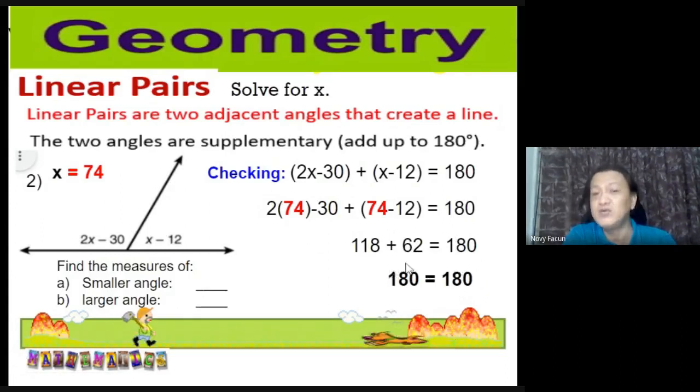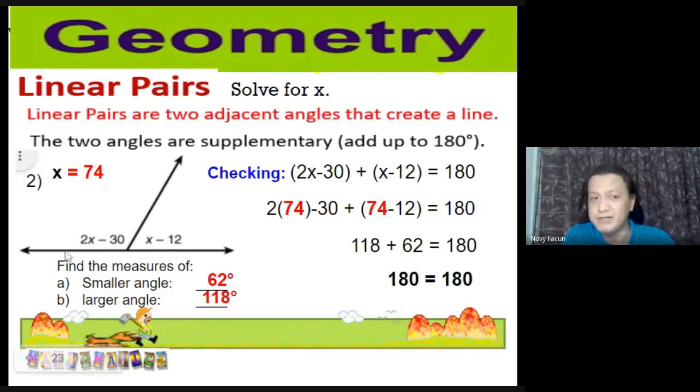So, kailangan makita natin yung 180 na to. And you can now find the smaller. Obviously, that is 62 degrees. And the larger is 118 degrees. So, yan yung linear pairs.